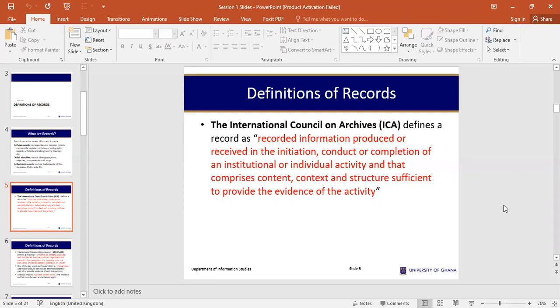So that is content. Context is the environment within which the information is being recorded. And in this case, it is a lecture. So that is the context.